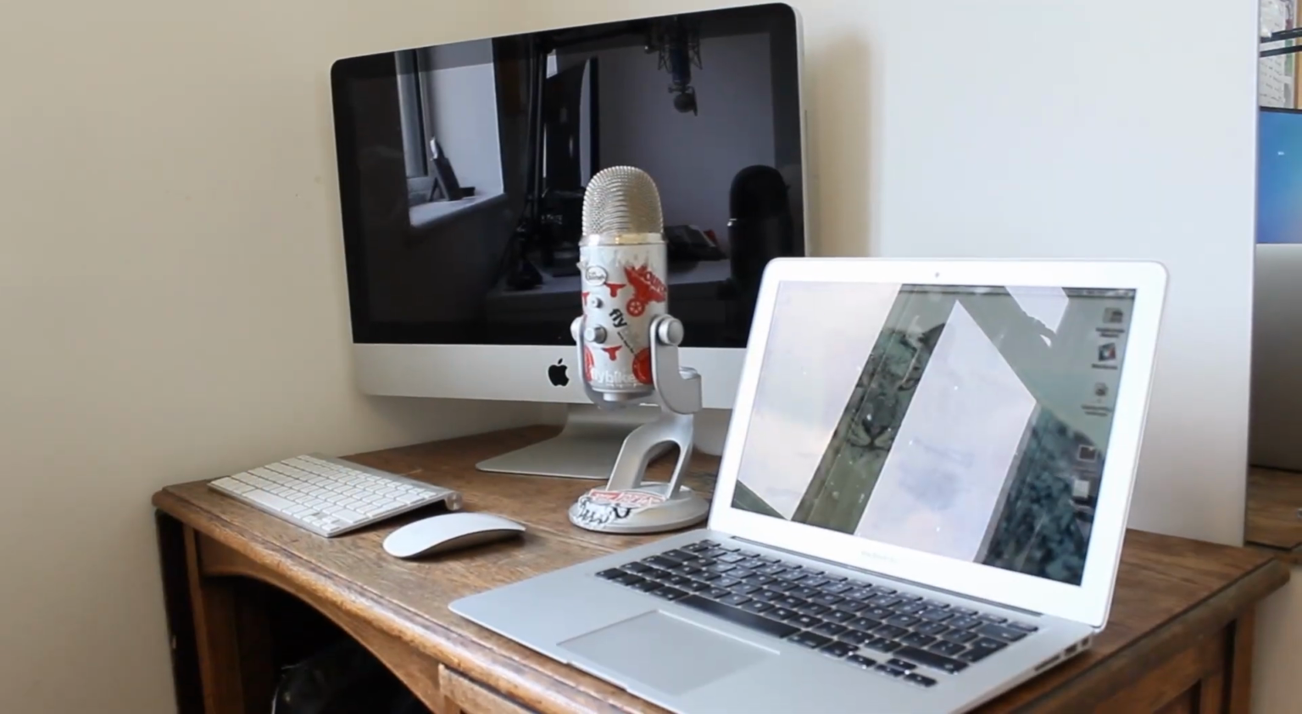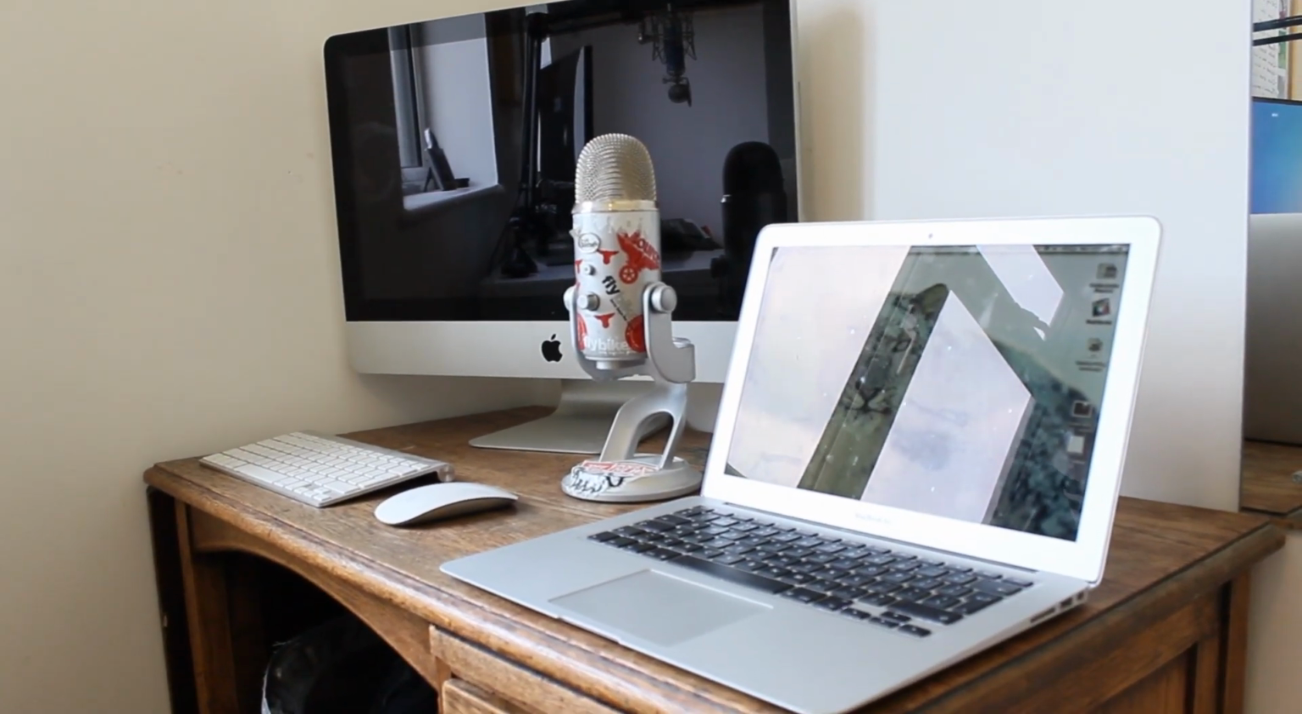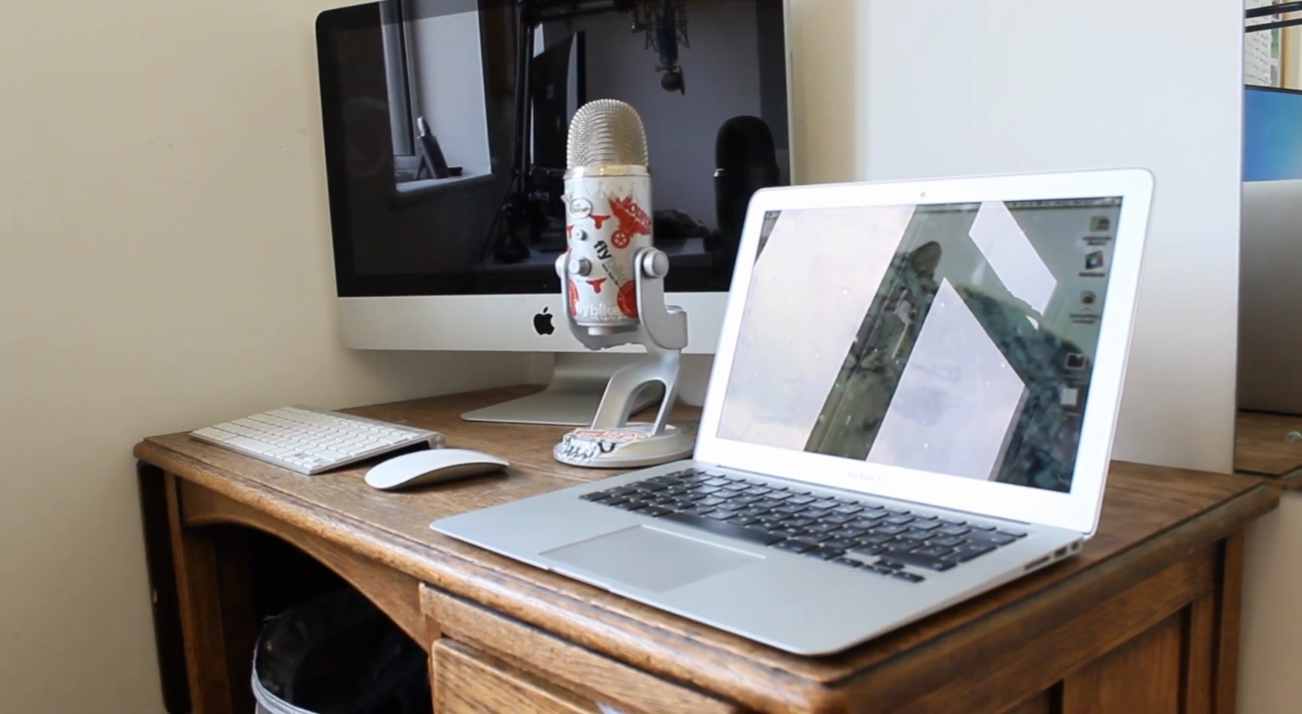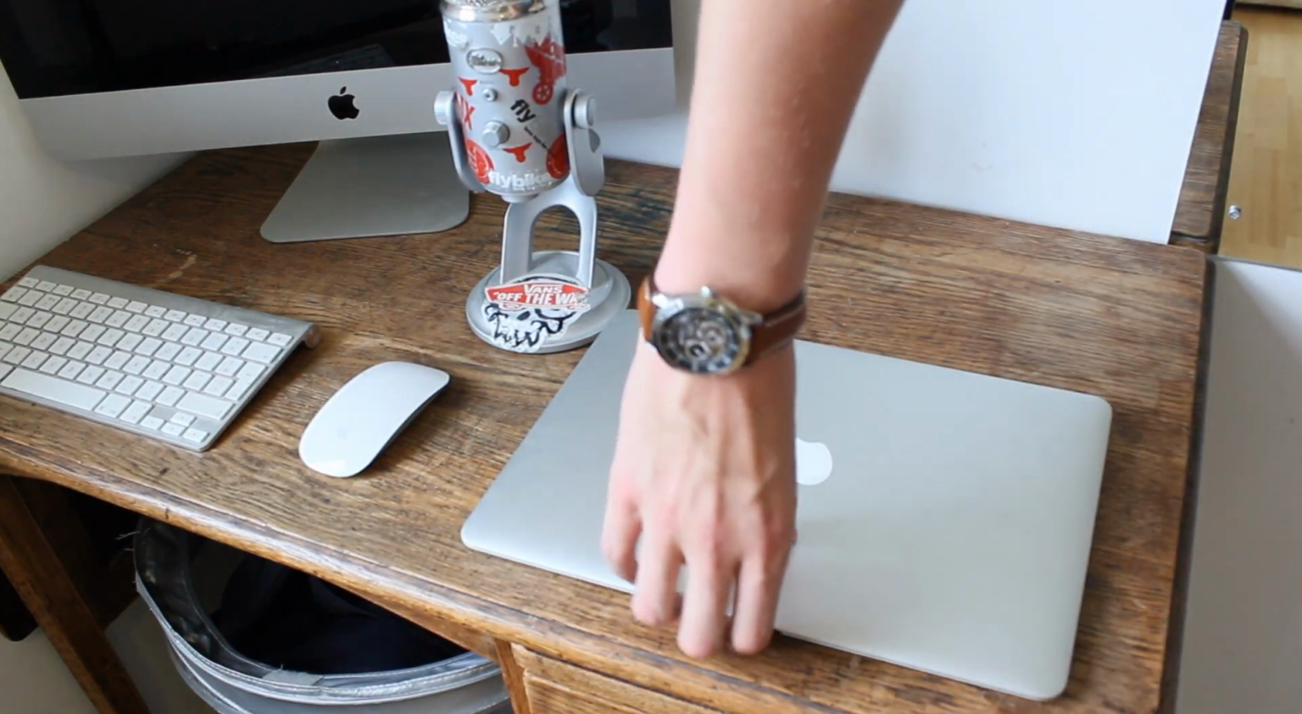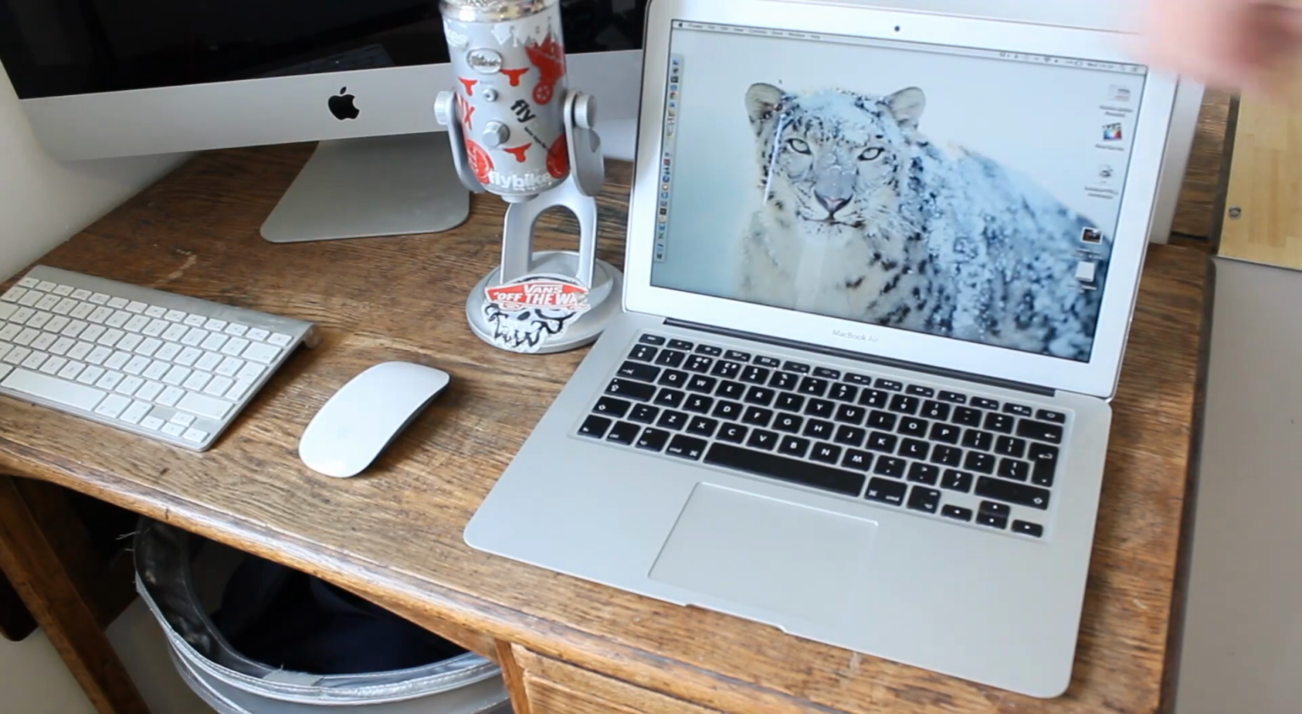Now onto the other side of the room, the Apple corner. Let's start things off with the MacBook Air. The first thing that I want to say about this is I originally bought it to do college work, and for that use, it was absolutely brilliant.